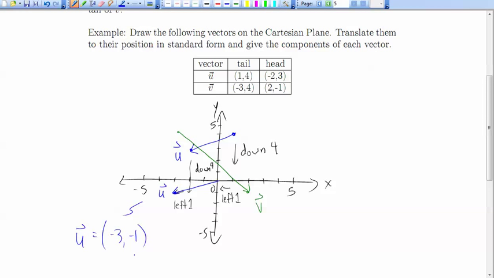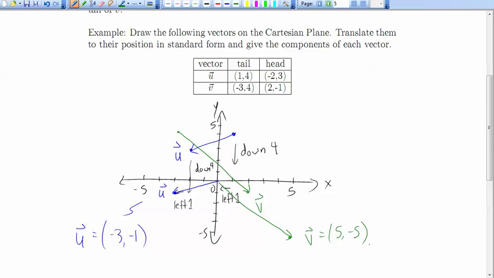Now if I take the green vector, what do I need to do to it? I need to move the tail again down 4 units, but this time right 3 units. So I'll do the same to the head there. I'll move the head down 4 units and to the right 3. And we get that v is the vector 5, -5. Okay, so I can very easily find the algebraic components of my vector by doing this.